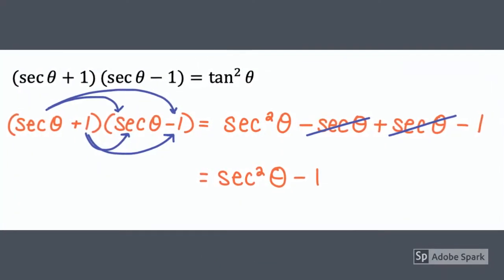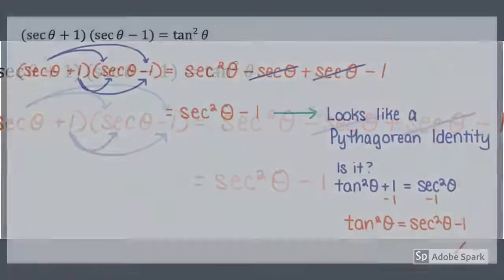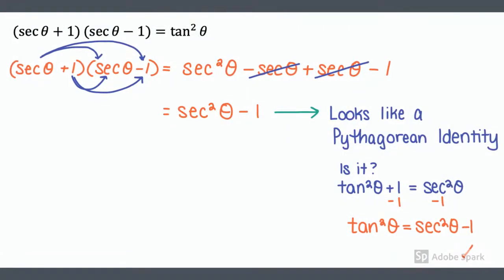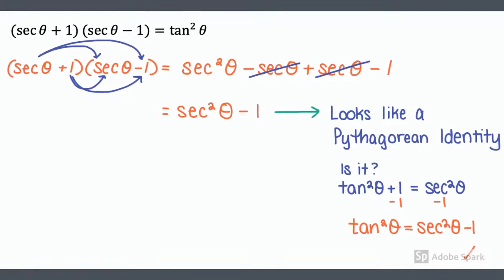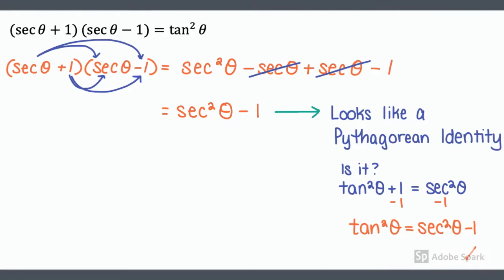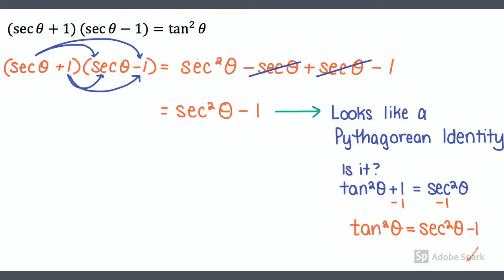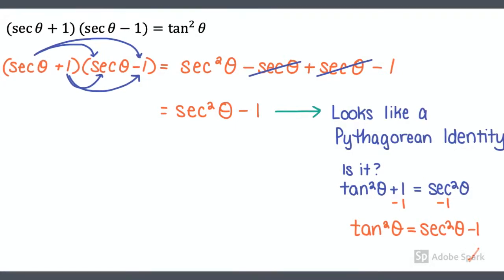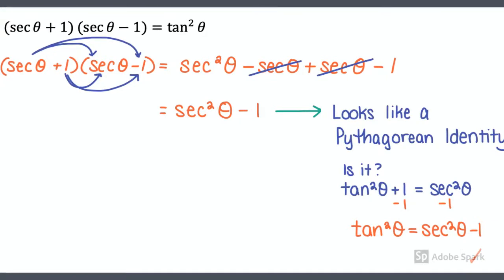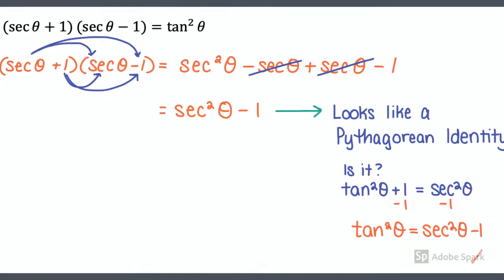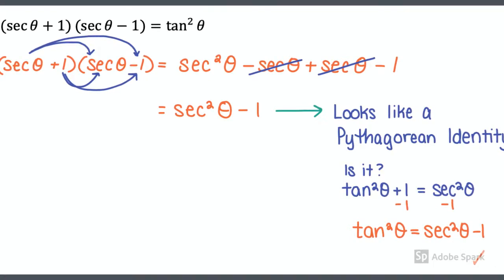Now, at this point, we do still have to figure out how to turn secant squared theta minus 1 into tangent squared theta. And to do this, we need to use a strategy highlighted in another video, which is noticing that secant squared theta minus 1 should remind us of one of the Pythagorean identities. Now, if you check your list of Pythagorean identities, you'll see that secant squared theta minus 1 doesn't show up exactly on your list. But there is an identity that has both secant squared and 1 in it. That identity is tangent squared theta plus 1 equals secant squared theta.